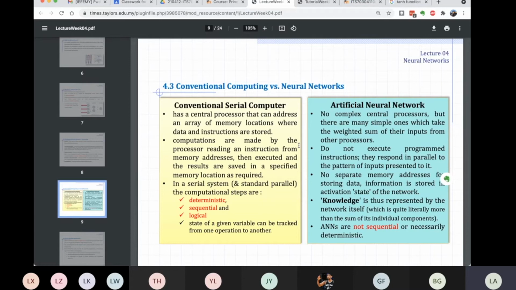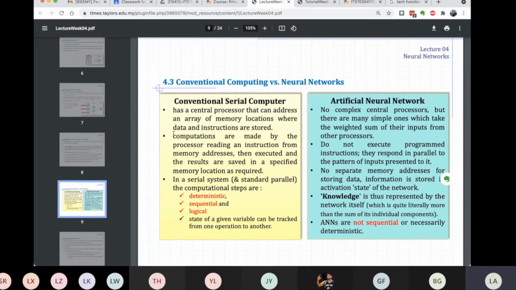Here we're going to see the difference between conventional computing and the neural network. A conventional serial computer has a central processor that can address an array of memory locations where the data and instructions are stored. On the other hand, an artificial neural network doesn't have a complex central processor, but many simple processors which take the weighted sum of the inputs from other processors.